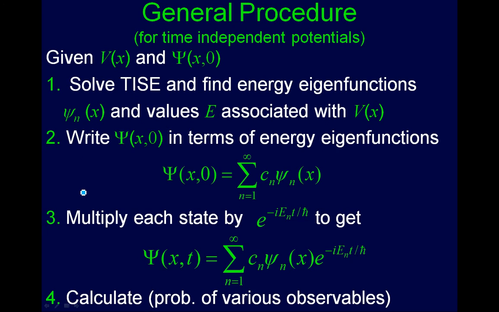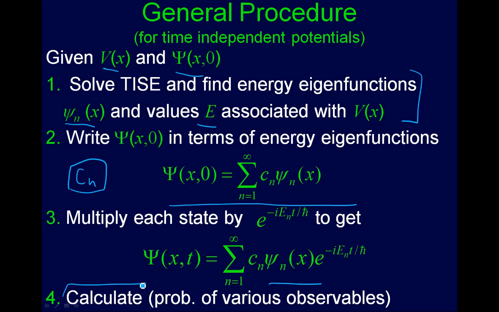So we've shown this picture a few times. Doesn't make it any easier, but this is our general procedure for solving one of our problems for a time-independent potential. We're given our potential and our initial wave function. So the first thing is we solve our time-independent Schrodinger equation and find our energy eigenfunctions and the associated energies with each one of those. And then we write the initial wave function in terms of these energy eigenfunctions. So it's key for us here for solving this C sub n. Once we have that, we multiply each state by the time evolution, get our time evolved wave function, and then we can go through and answer various questions.